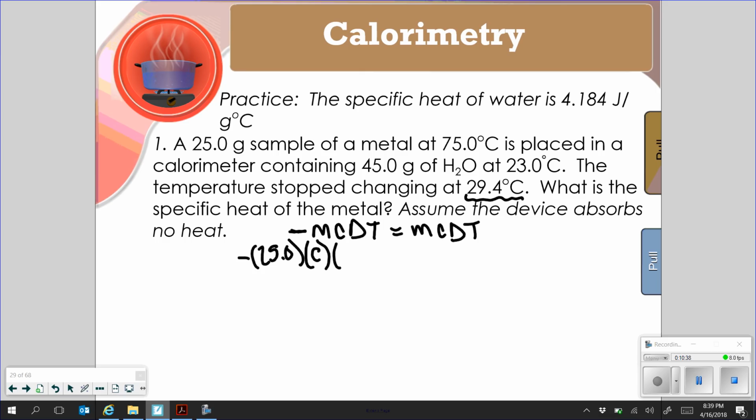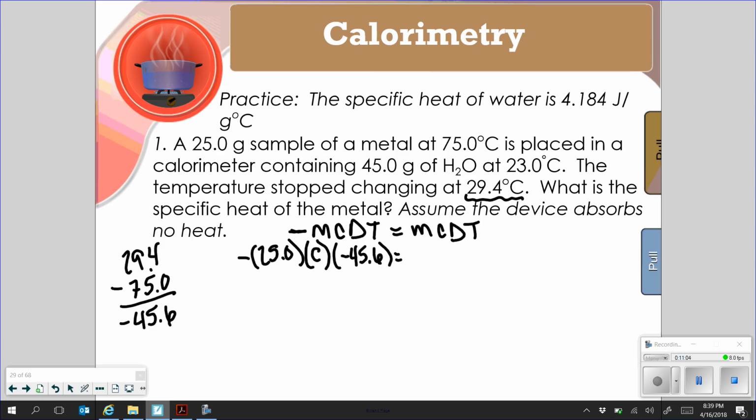So on the left-hand side, it's going to be 29.4 minus 75.0. And that ends up getting me negative 45.6 as my change in temperature for my metal. And that is negative, and that's okay. The math is actually going to work out because the overall side of this equation is also negative. So this is negative 45.6.